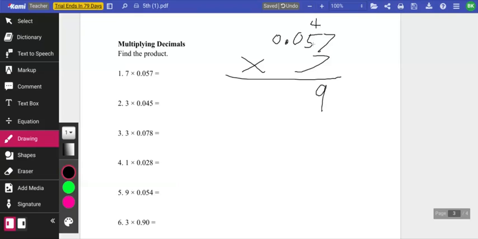Bring up the 4 here. 5 times 7 is equal to 35 plus the 4, so it's 39. Bring up the 3. So 0 times 7 is 0 plus 3, 3. And then we have 3 decimals over here, so we have to add 3 decimals here. The answer for number 1 is 0.399.